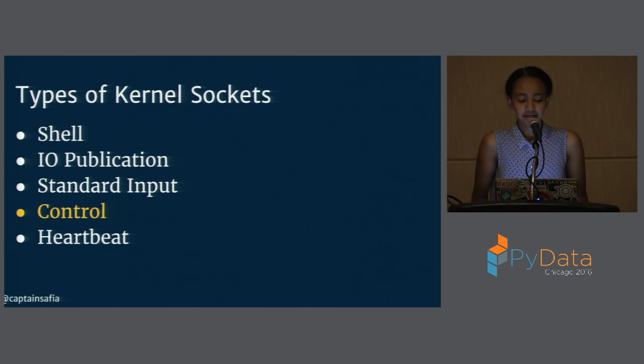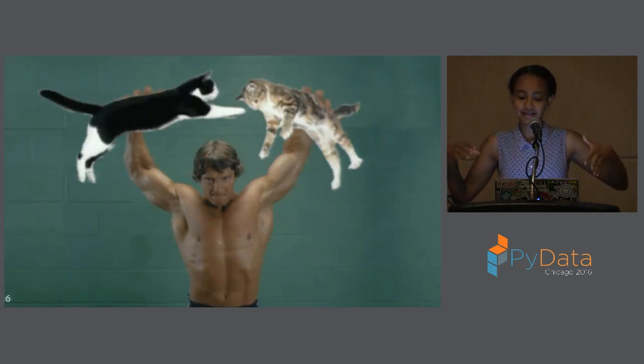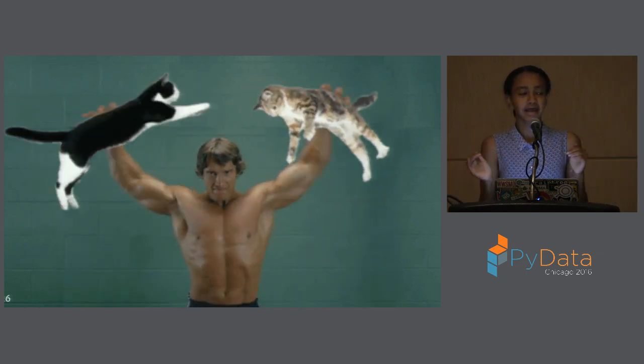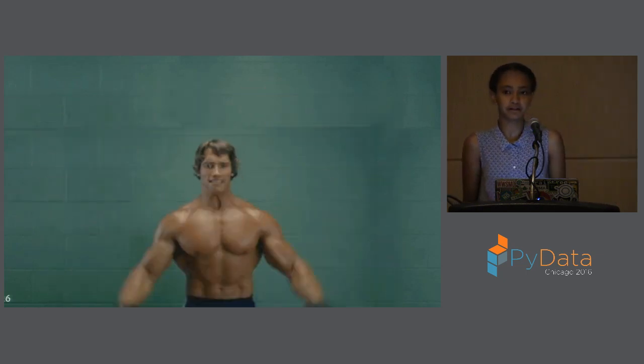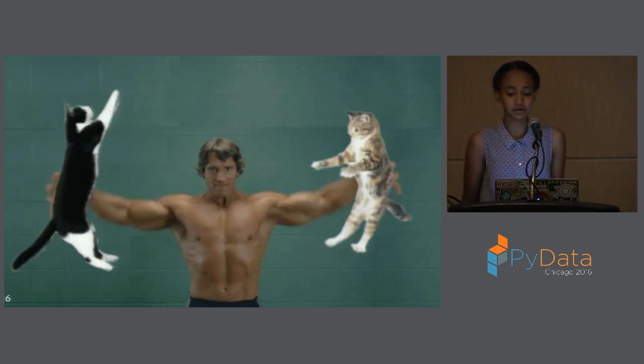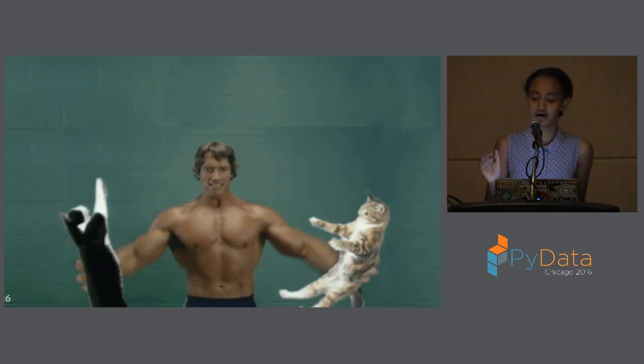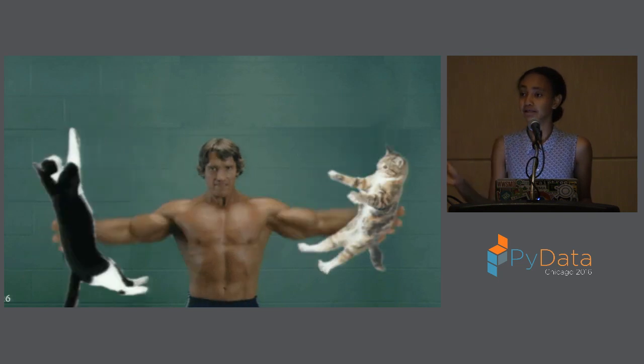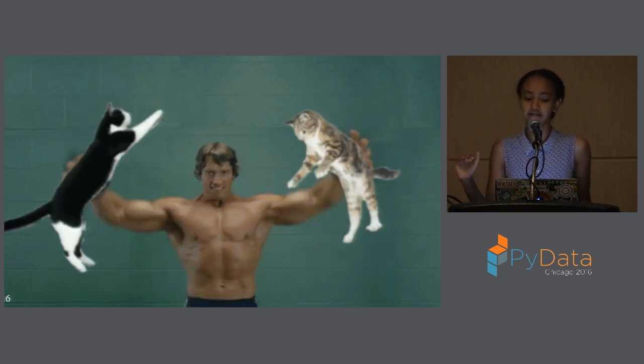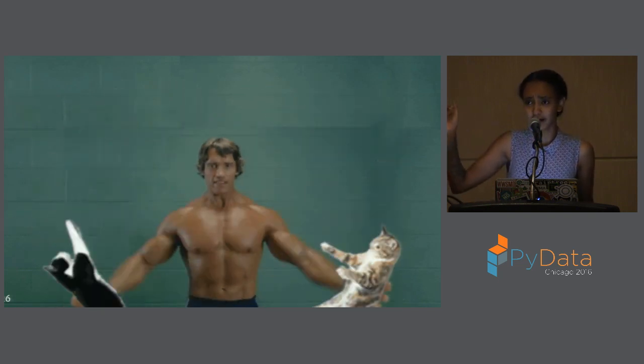And then the fourth socket, getting ahead of myself there, is the control socket. And the control socket is like the muscle of the socket family. It's the big gun. And it can basically do everything that the shell socket can do with one additional caveat, which is that it's a completely separate socket and it can trump things in the queue.